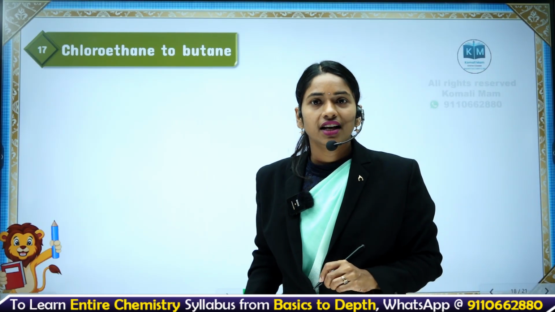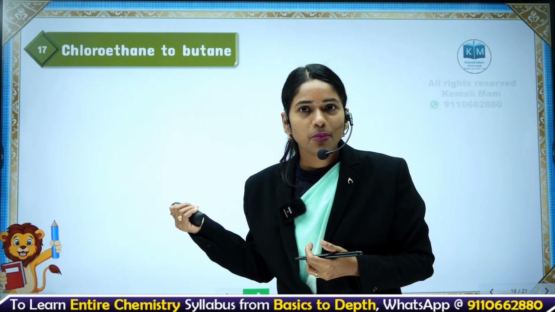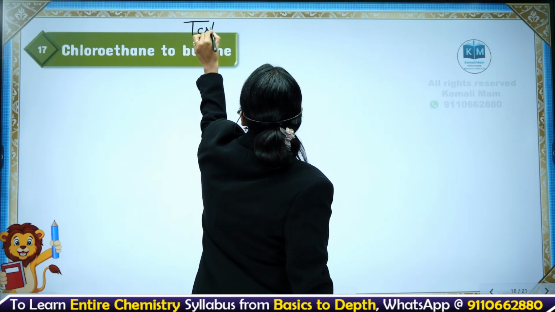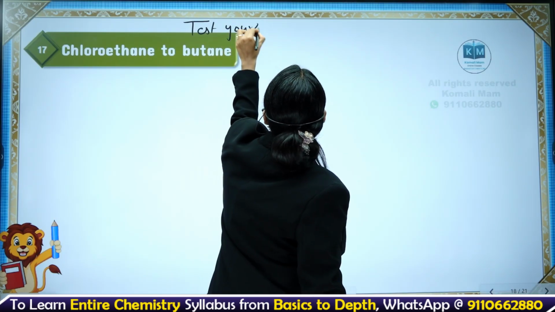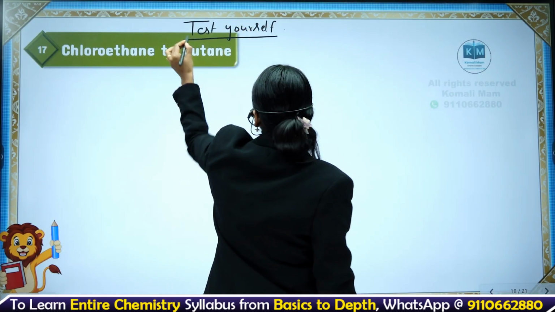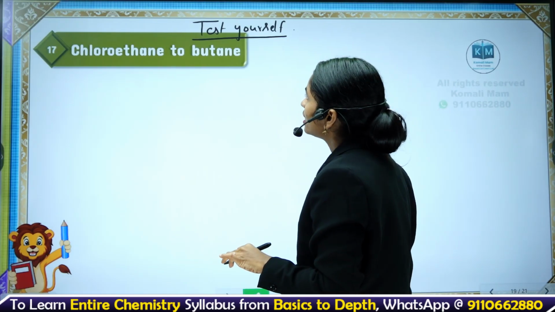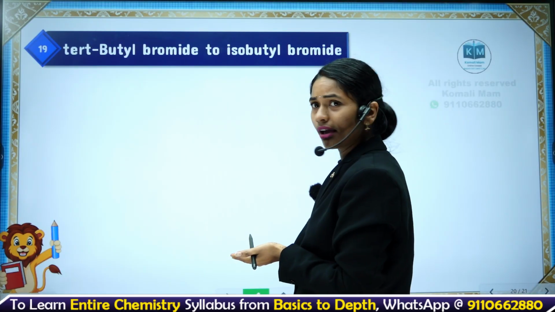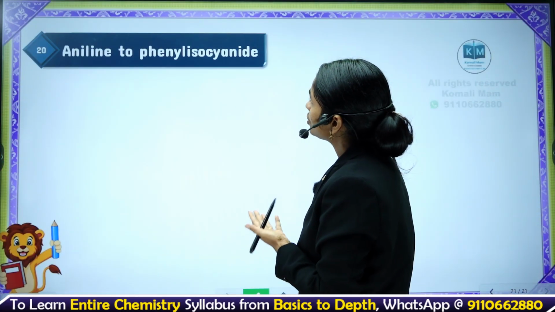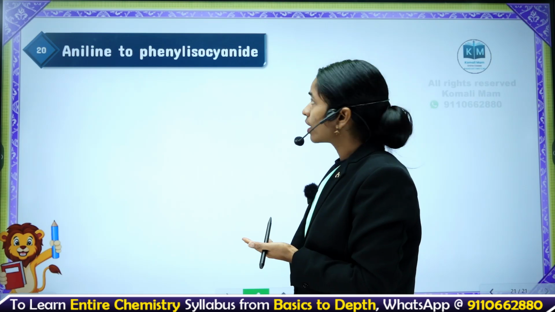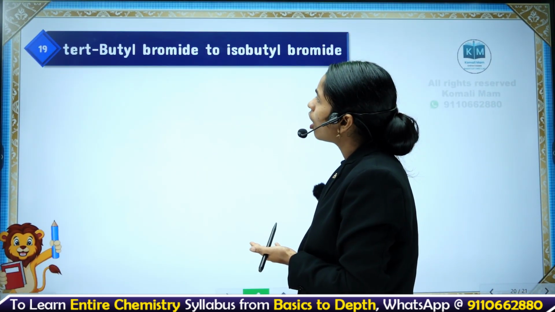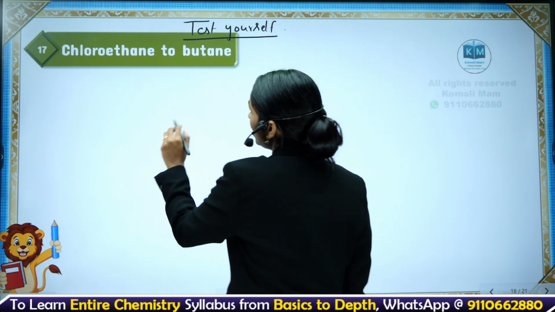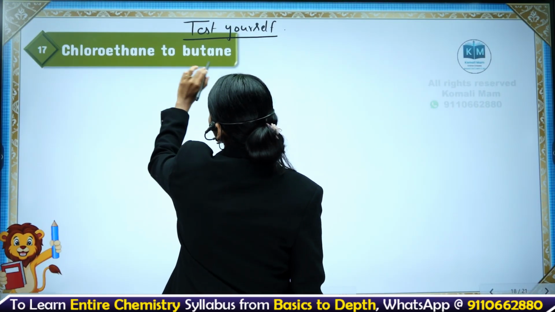Chloroethane to butane. Can you try? How is it possible? Chloroethane to butane. Test yourself. I'll cover this question and 3 questions in this video itself. Just simply try if you can. I will discuss here only. Just take a screenshot and try. I will only discuss because all are different conversions, right? You might get an idea or not. So I will discuss. See, this one you can try. Chloroethane to butane.